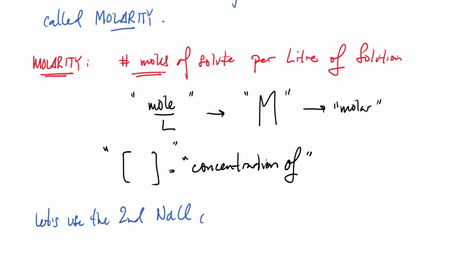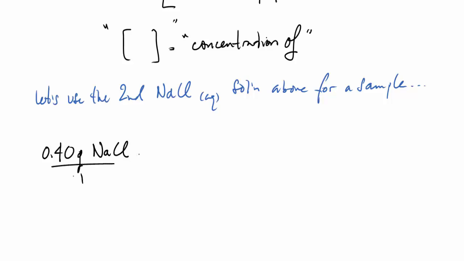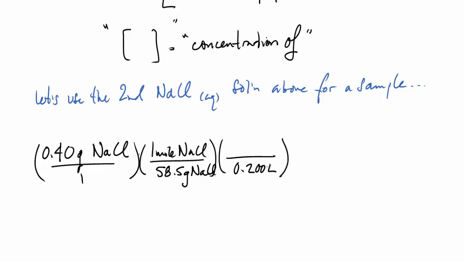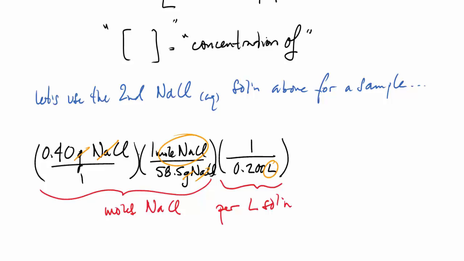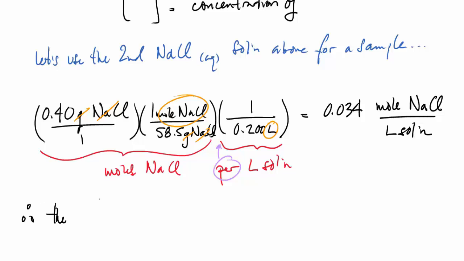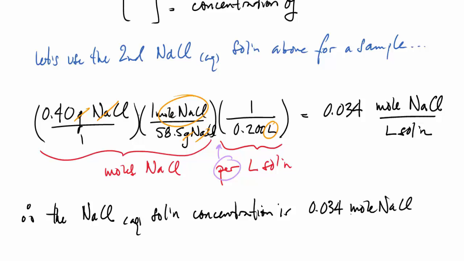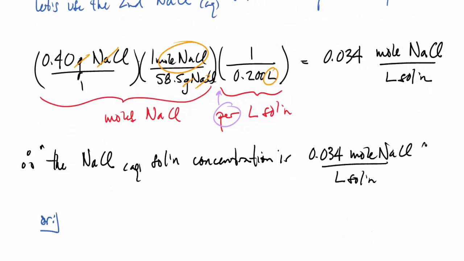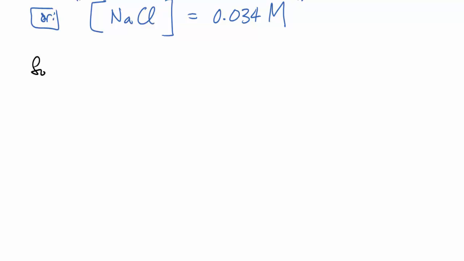So let's give this second sodium chloride solution another look here. So there's 0.4 grams of sodium chloride. Now we're going to turn this into moles by using the molar mass. And now we'll divide by the total volume of that solution, which is 0.2 liter. So there's the moles, divide by the volume. Check all the units come out as moles sodium chloride per liter. They do. Per means divide. And we get 0.034 mole of sodium chloride per liter solution. Or you could write it like this. The sodium chloride aqueous solution concentration is 0.034 mole sodium chloride per liter. Or, in shorthand, you could write the concentration of sodium chloride solution is 0.034 molar with a capital M.